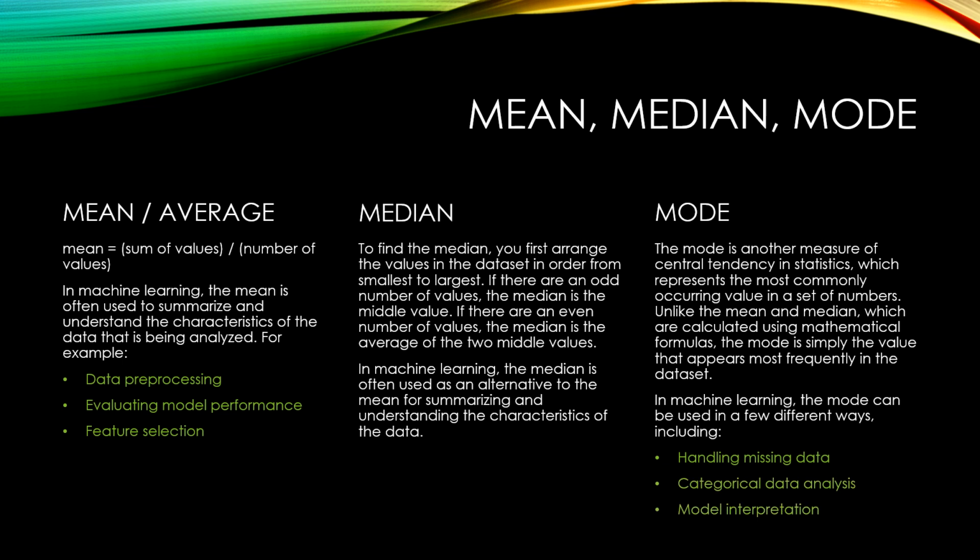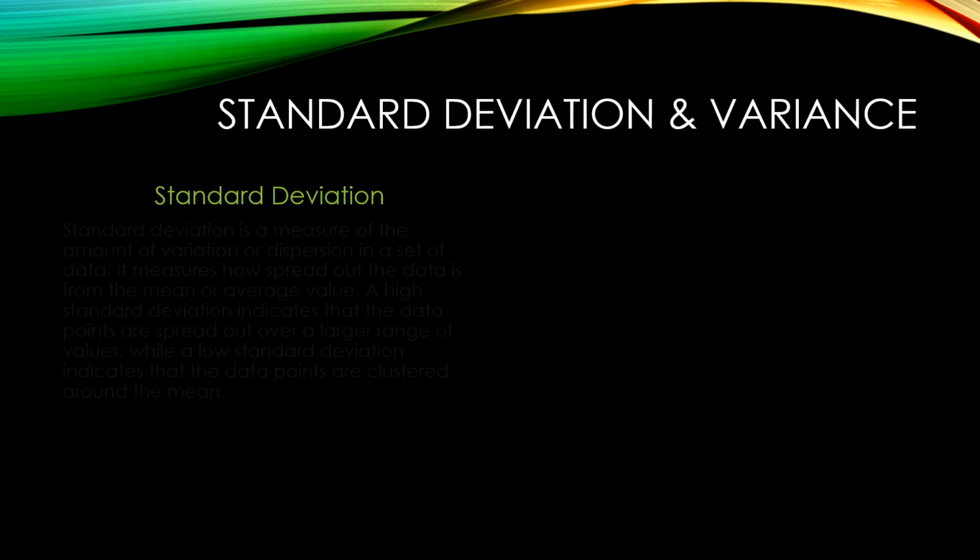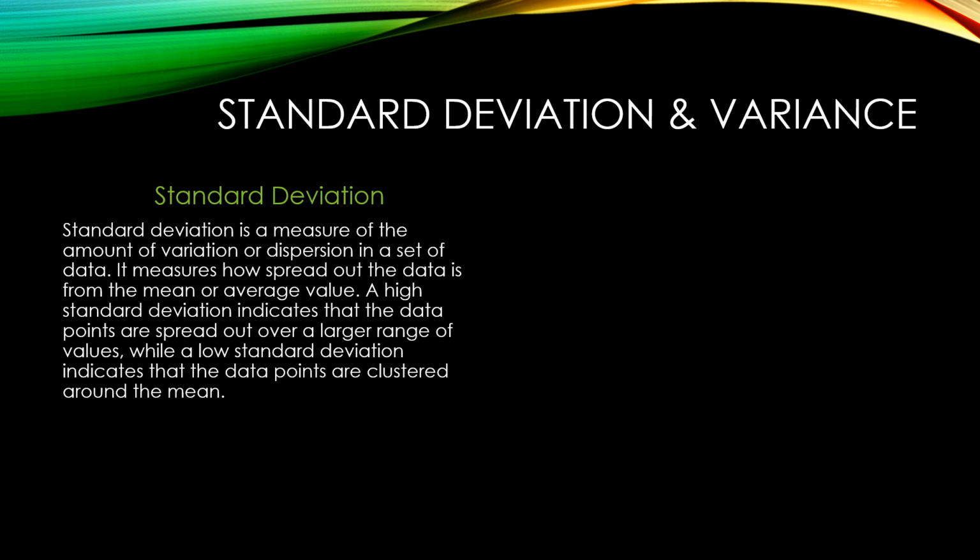Cool. So that is your mean, median, and mode. Now how they apply with your standard deviation and variance is a little bit more important in understanding your overall data and how it's working out. Standard deviation is a measure of the amount of variation or dispersion in a set of data. It measures how spread out the data is from the average value.